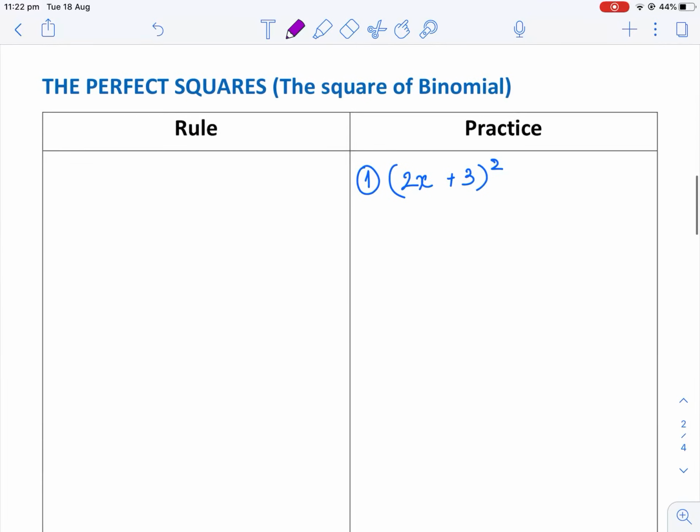Move on to the next one, which is the perfect square, or the square of a binomial. Now the rule is we have only 2 rules. For example, if I have a plus b squared, you know that a square number means it times itself. So a plus b squared I can rewrite as a plus b times a plus b.